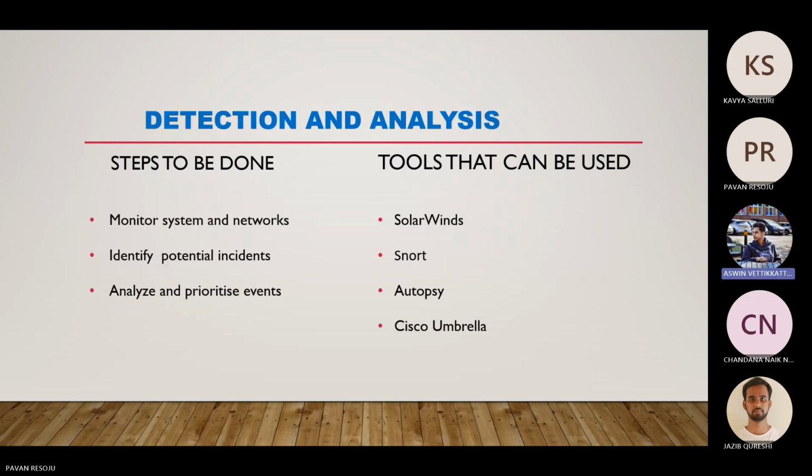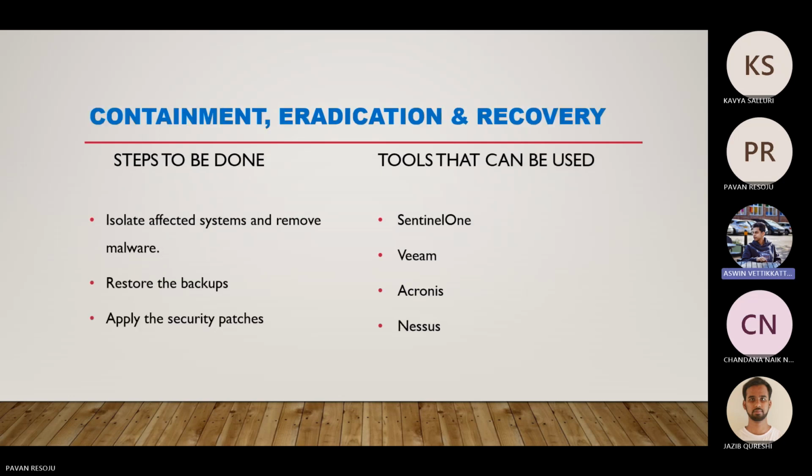Next slide, please. The second phase is detection and analysis. We continuously monitor systems to detect and analyze suspicious activity. Prioritizing incidents helps us respond efficiently. We use SolarWinds, Snort, Autopsy, and Cisco Umbrella to identify, analyze, and understand potential threats.